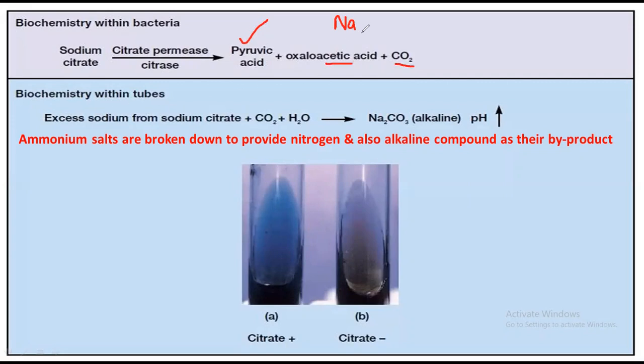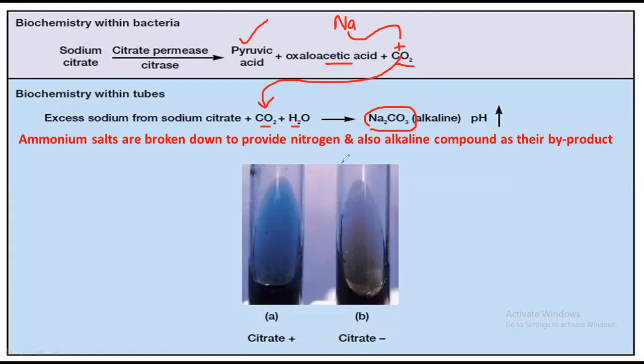The sodium that is released from the citric acid will then react with the carbon dioxide and water that is present in the media. The carbon dioxide is basically this one. So this Na will react with the carbon dioxide, and it will produce such Na2CO3 alkaline products. This is an alkaline product, so the media will become alkaline, and the pH will increase.